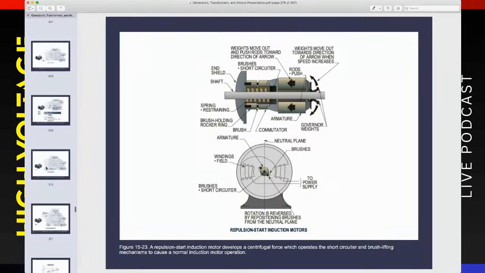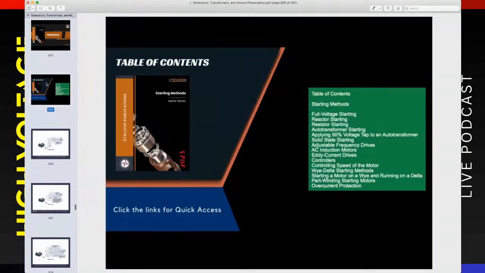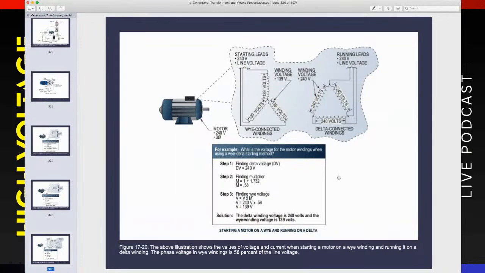I can come in here and say I want to look at starting methods, for instance. Here's your table of contents. Say you want to learn how to control the speed of the motor. We can go there. We can look at starting a motor on a Y and running on a delta, and we show you how to determine the voltages and everything by doing the calculations. So this gives everybody a little idea of what the presentations are going to look like.